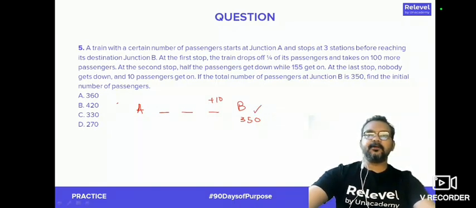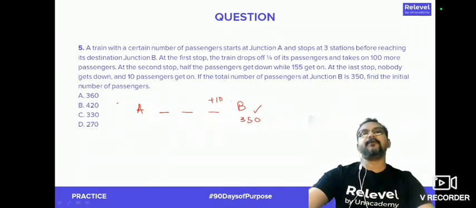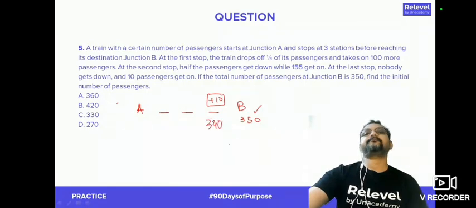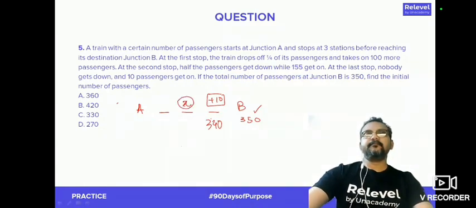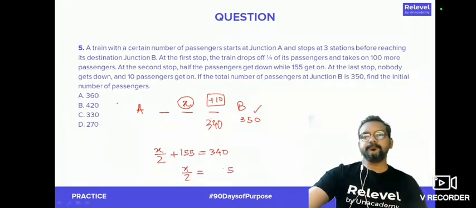boarded on the train at stop B. So that means here before this 10 joined, there were 340 people. Plus 10 happened and that gave you 350. This 340 happened because at the second stop, half of them got down and 155 get on. So if here there were X present, then the situation becomes X by 2 and then 155 joined. So that gives you 340. So that's giving us X by 2 to be 185.